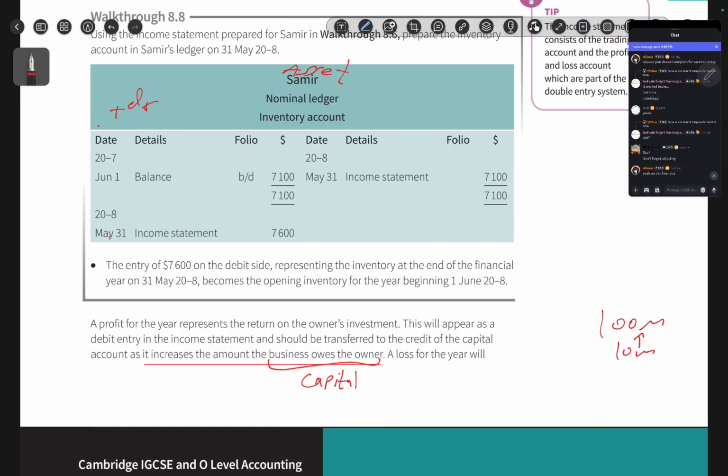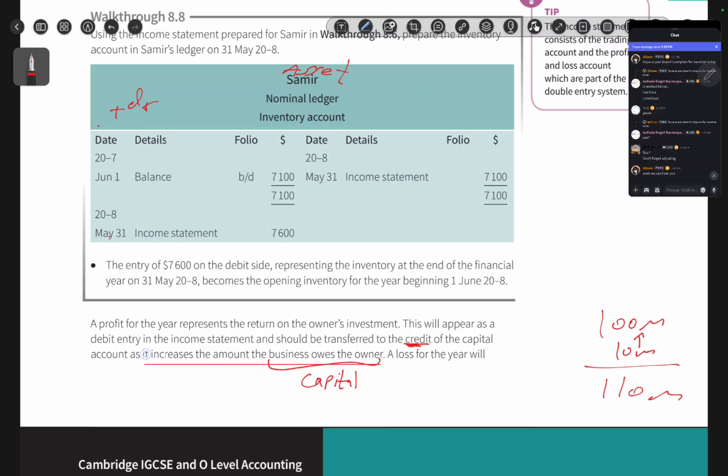You had $100 million in your business. You made $10 million, and now you have $110 million. This is your total capital now, right? So it's increasing your capital. What do we know about capital? We know that it's a credit positive account. So crediting the account will increase the total capital, and that's why we're crediting the capital account.